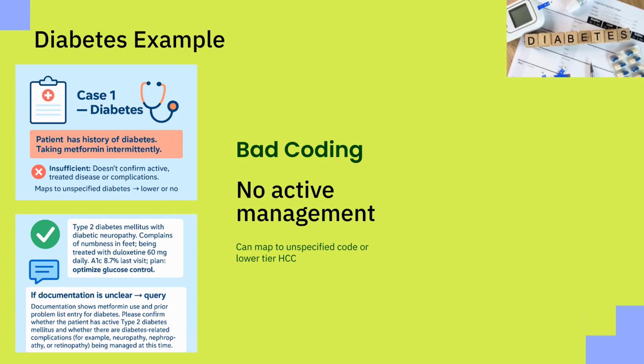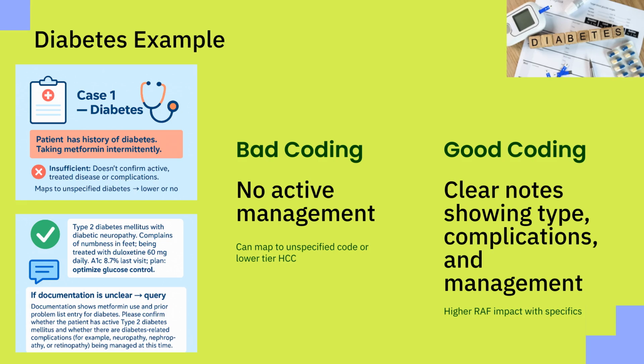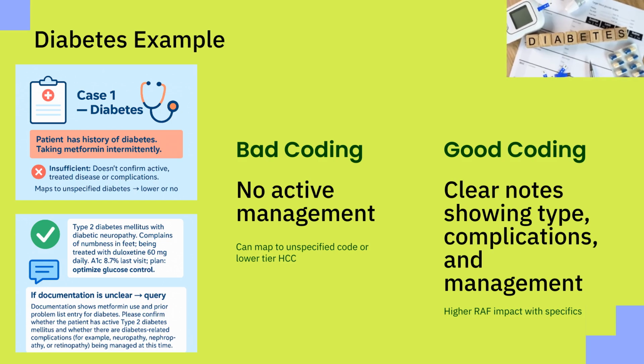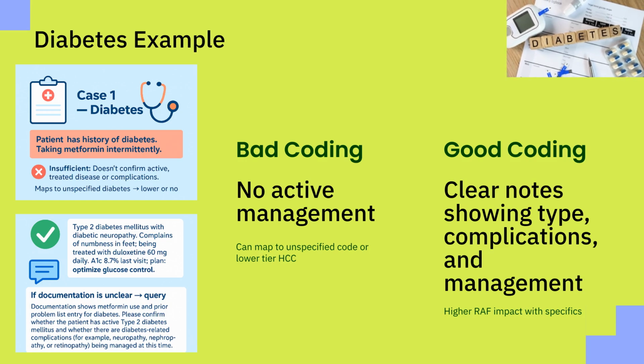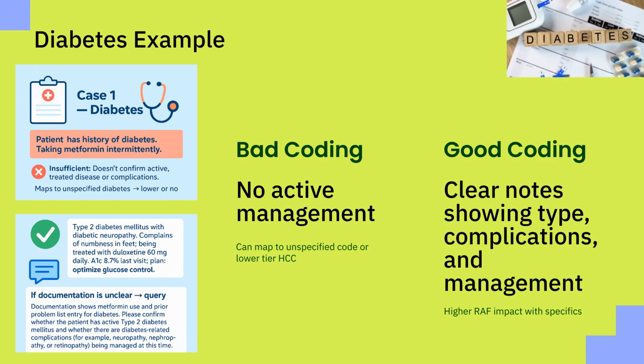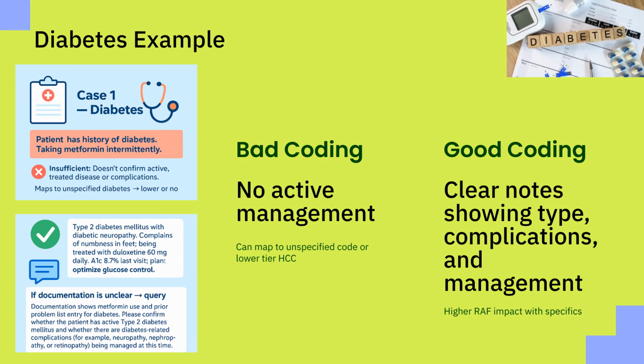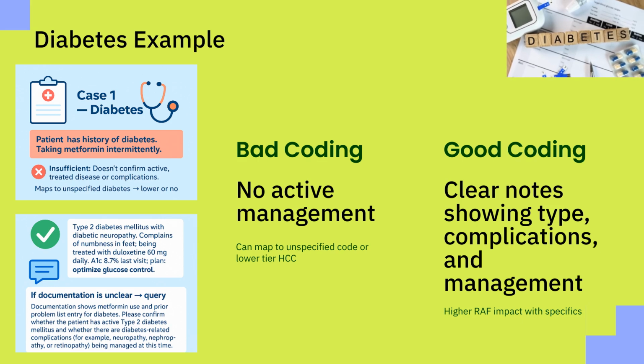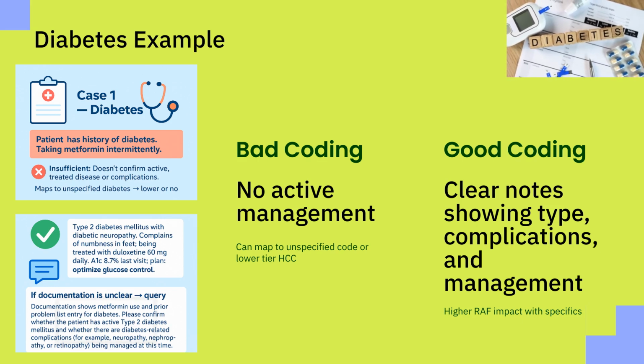This is better because the provider documents the type, complication, neuropathy, and active management. This supports a specific ICD-10 for diabetes with neuropathy and the HCC mapping, leading to a higher RAF impact than unspecified diabetes. If documentation is lacking, use a compliant query.